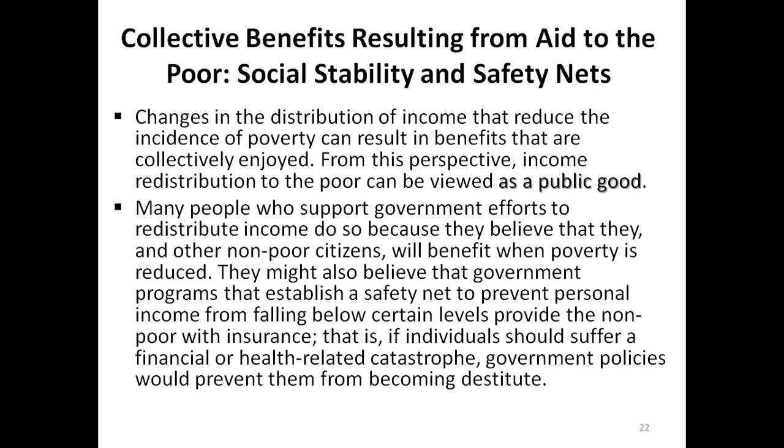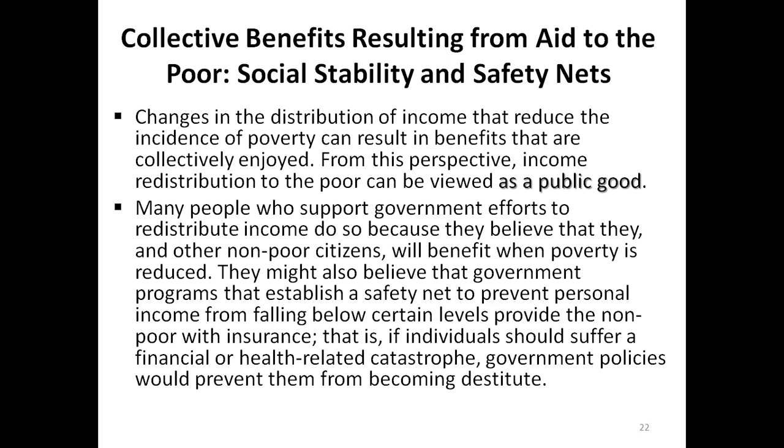They say that a change in the distribution of income that reduces the incidence of poverty can result in benefits that are collectively enjoyed. From these perspectives, income distribution to the poor can be viewed as a public good. Many people who support the government's efforts to distribute income do so because they believe that they and other non-poor citizens will benefit when poverty is reduced.